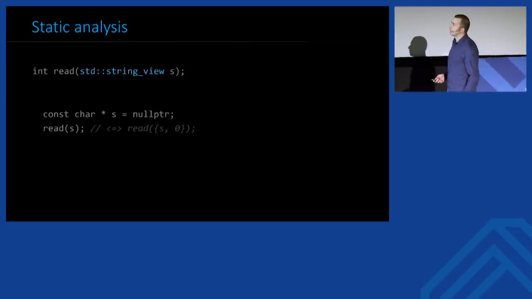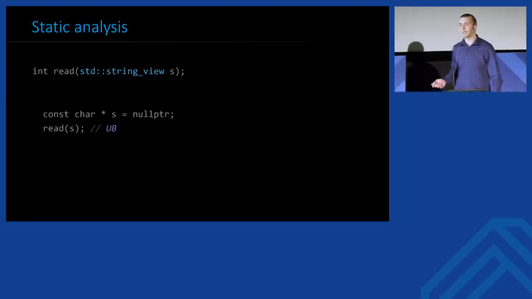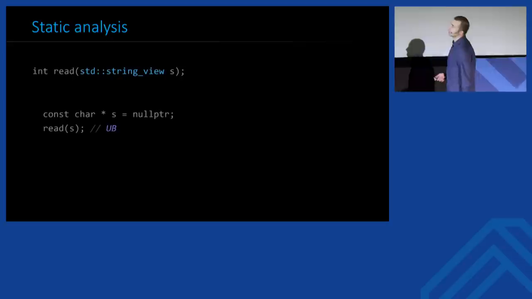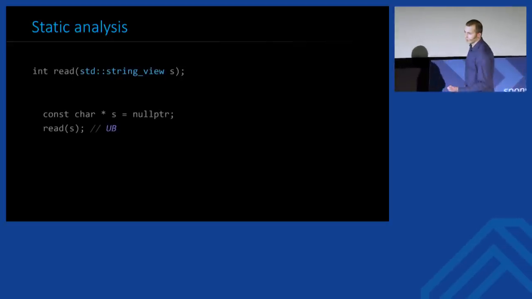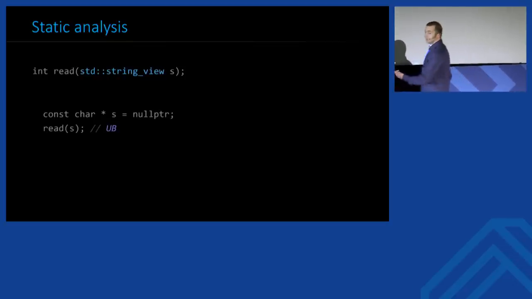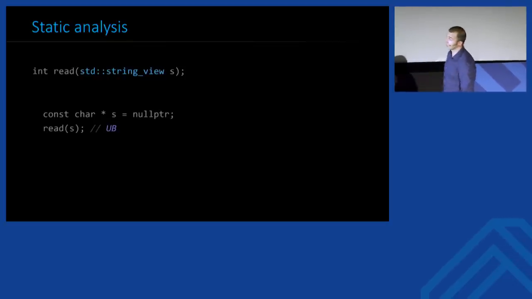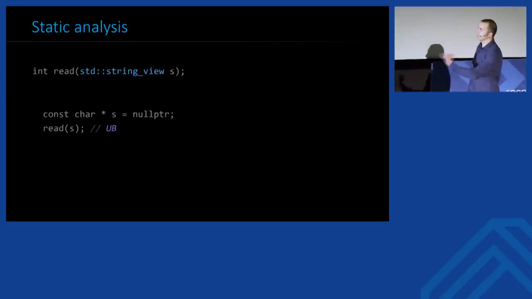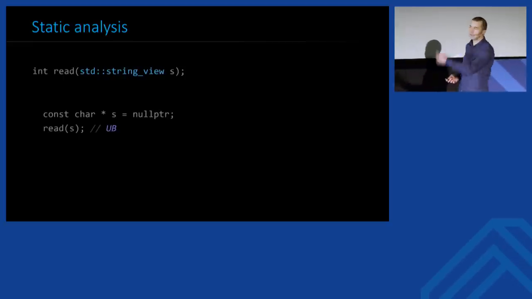Luckily, they made the right choice, and this is undefined behavior. And this way, when you ever use the string view and pass it a null pointer by accident, you will get first the static analyzer to help you. Then, if it's implemented with a defensive check, you will get an exception. You will be let known that something is wrong with your code. It will not go, you know, silently.